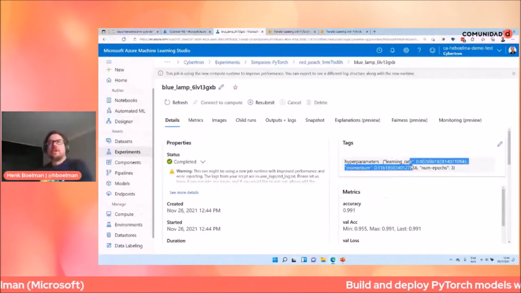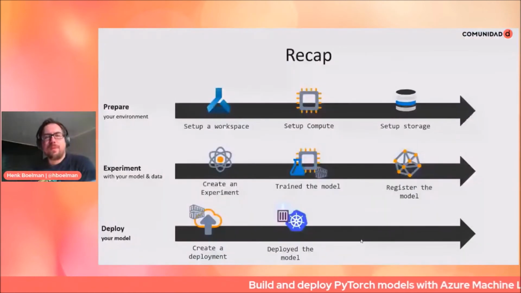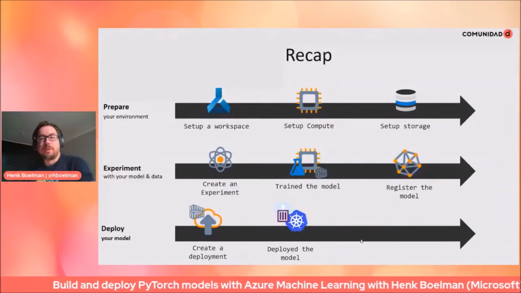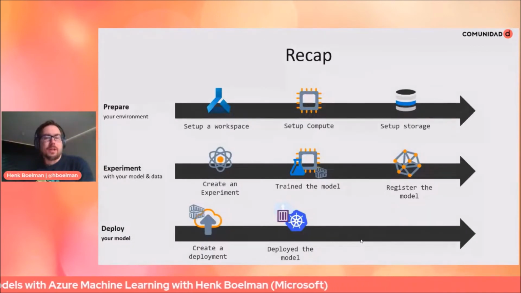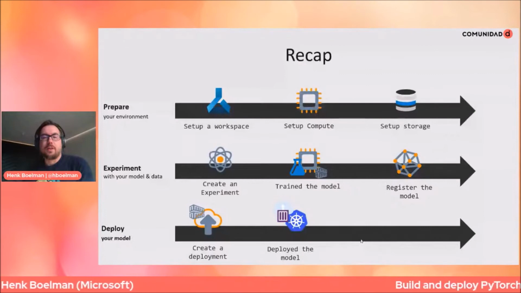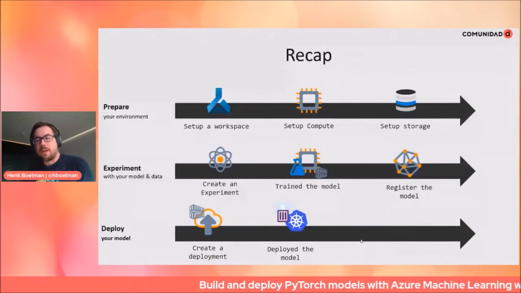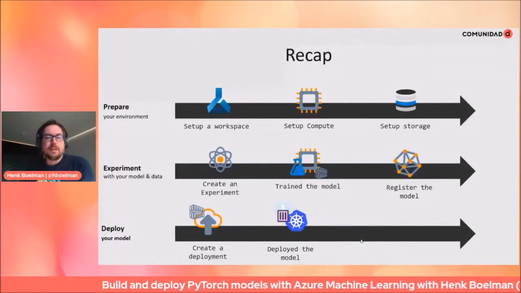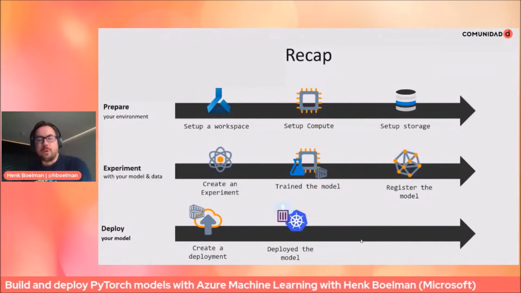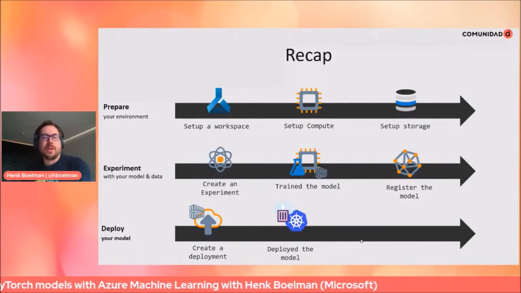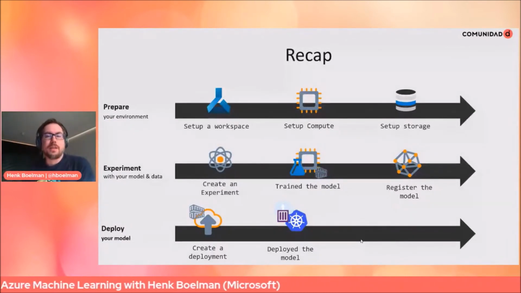So I want to close off with a small recap of what we have done. We first started with setting up our environment, set up compute and storage because we needed that to start training. Then we started experimenting with our data. We created an experiment, trained our model and registered our model. We also tuned our hyperparameters during the training process and registered that model. Then we created the deployment and we deployed our model to an Azure container instance so we can use it as an API in the rest of our applications.